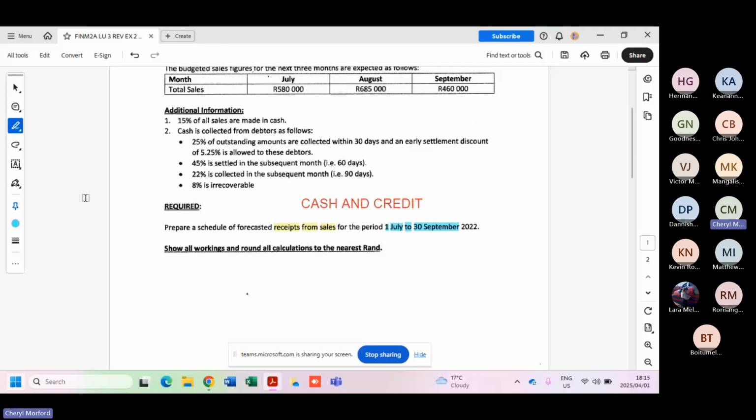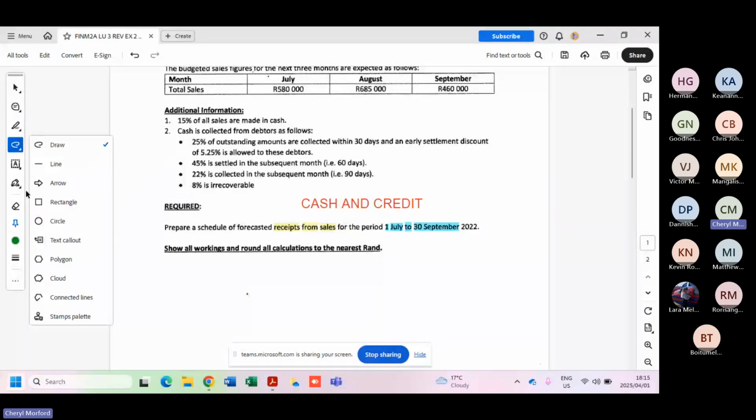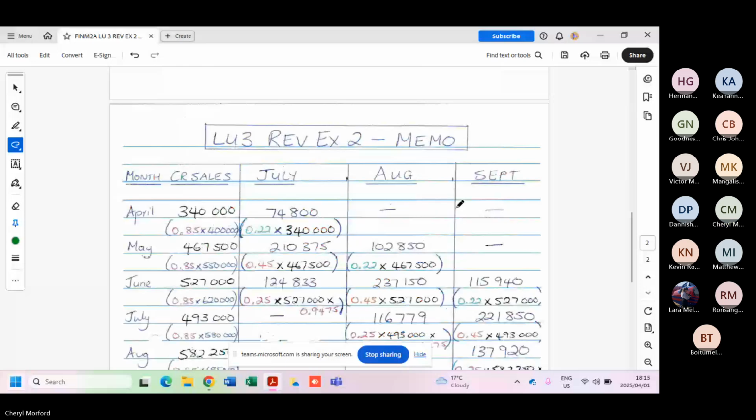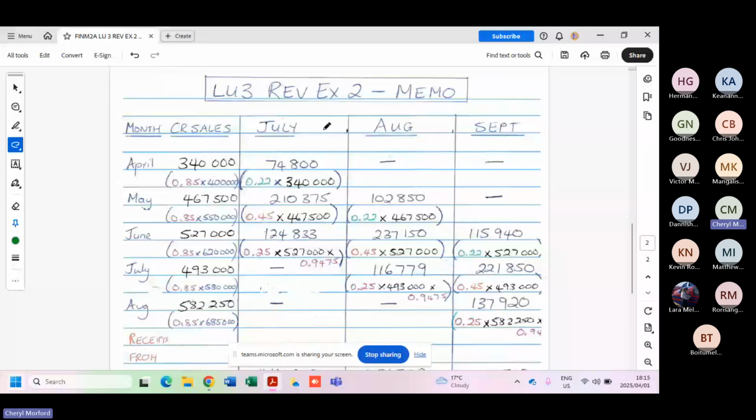So you read the question. The very first thing that you see is you check out the time period. Then you're going to come and you're going to draw something like this. You're going to come across the top here, like that. And you're going to make a column for each of the months that the question asked you for. And those must go from left to right across the top.